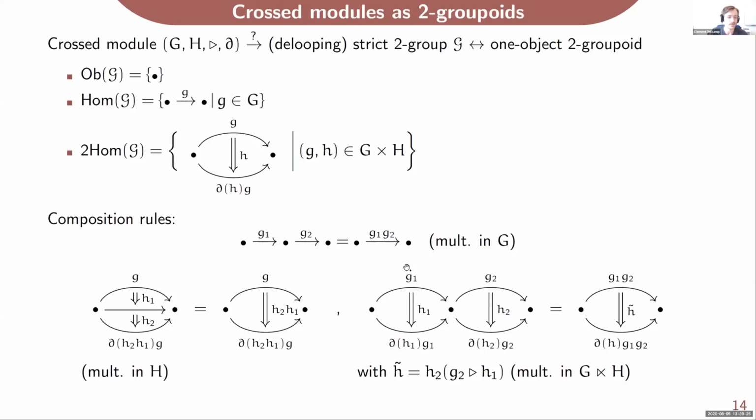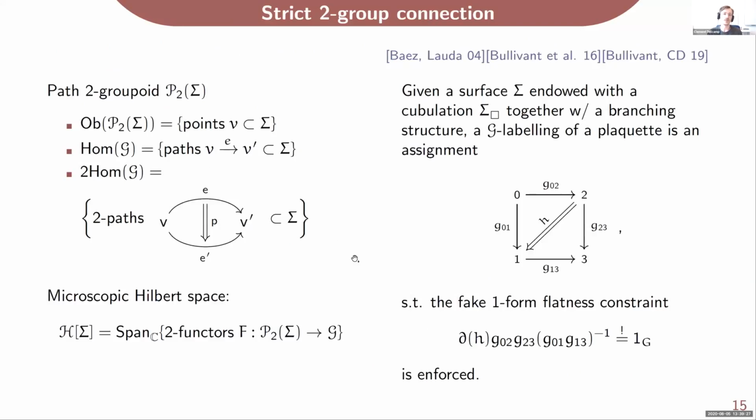Now, keeping this in mind, how do we define a strict two group coloring? Well, a nice way to do it is via the notion of path two groupoid. So the path two groupoid is another example of a two groupoid, where the objects correspond to points on a surface. The morphisms are paths between these points. And the two morphisms are so-called two paths between one path. So it's like a two cell, if you want, bounded by one path.